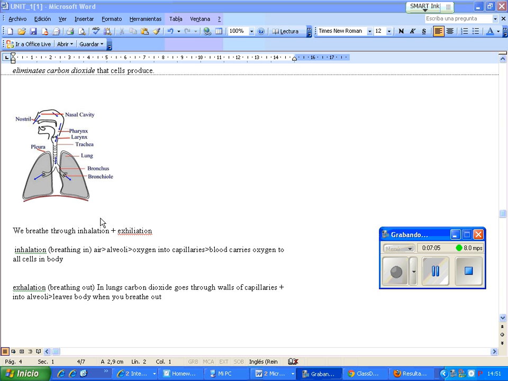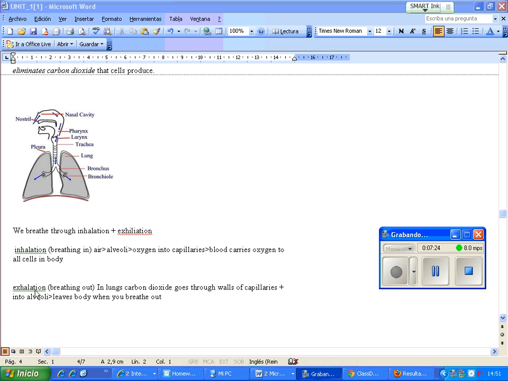Now let's talk about breathing. We breathe through inhalation and exhalation. Inhalation, or breathing in, is when the air goes into the alveoli, and then oxygen goes into the capillaries, and then blood carries oxygen to all cells in the body.